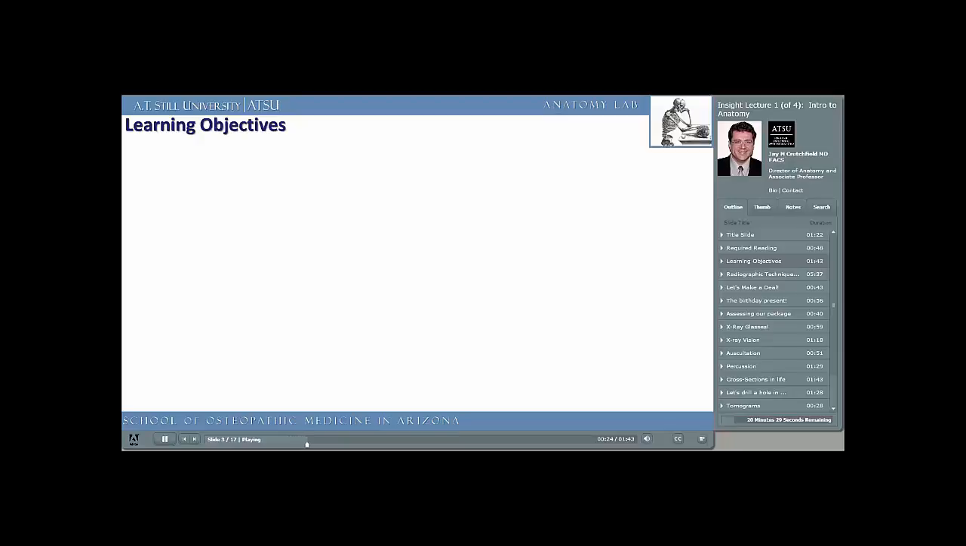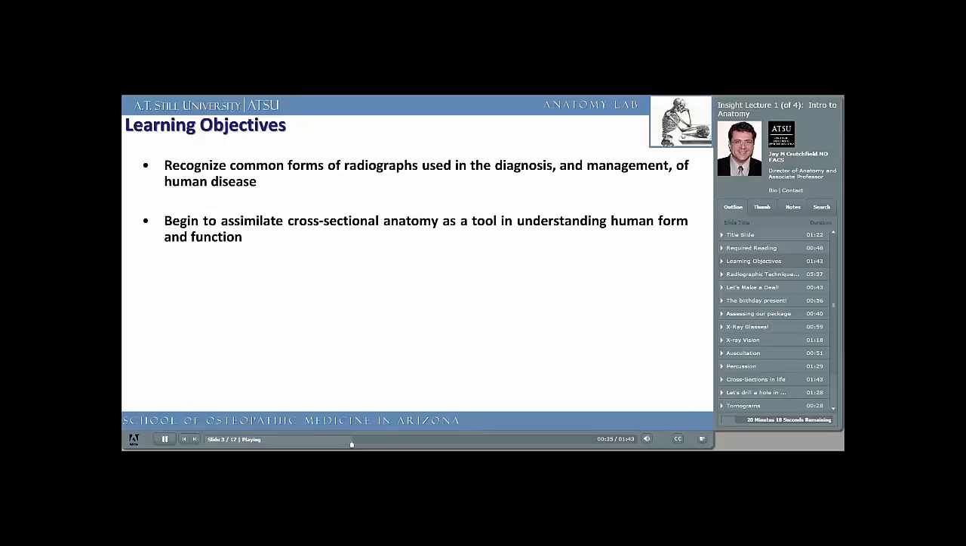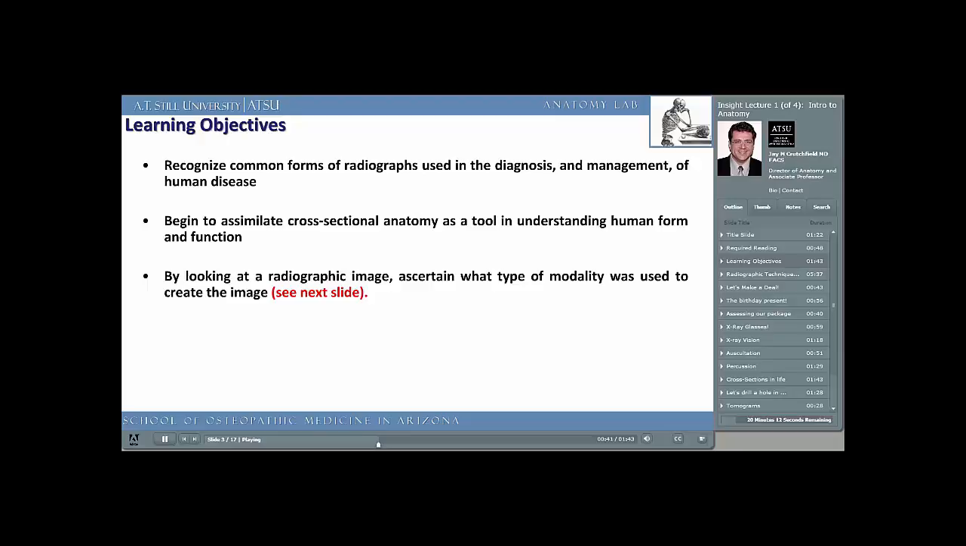In this presentation, you should learn to recognize some common forms of radiographs used in the diagnosis and management of human disease. You should begin to assimilate cross-sectional anatomy as a tool in understanding human form and function. You should also begin to ascertain what type of radiographic modality is used to create a particular image on your patient. And equally important is learning the history of radiology.